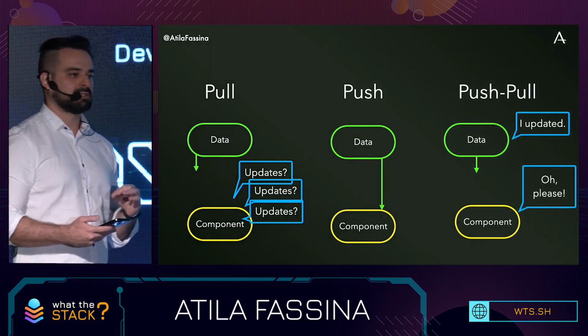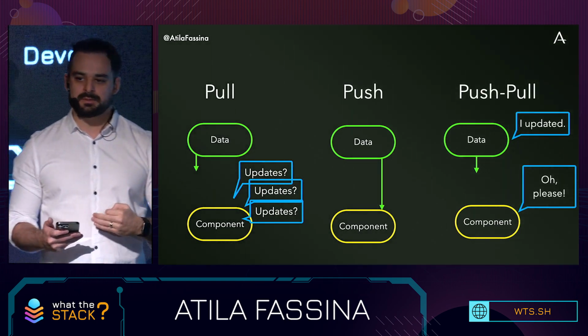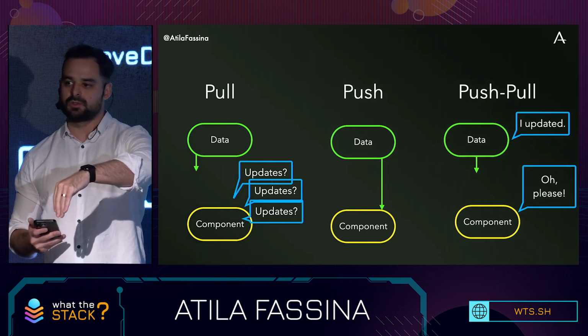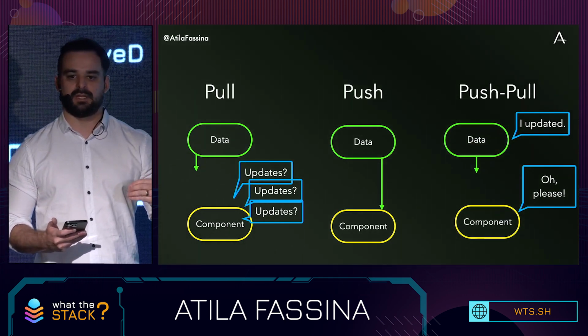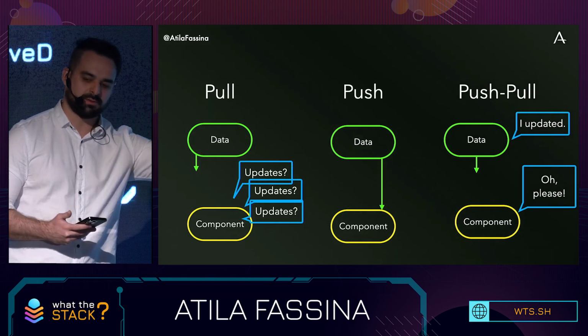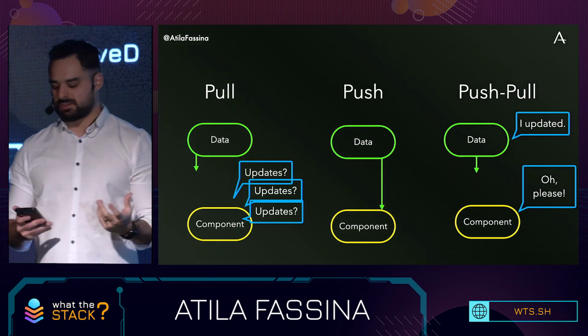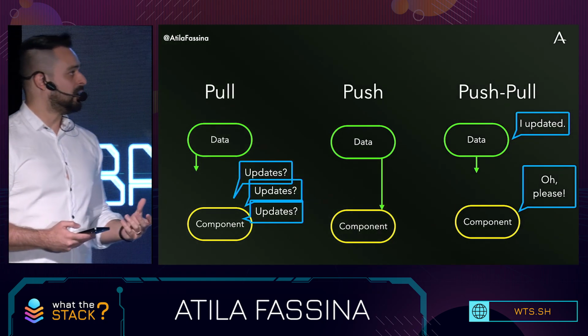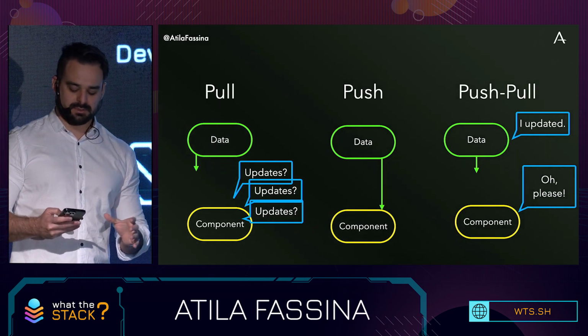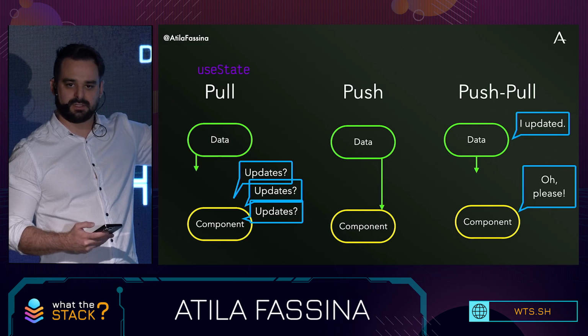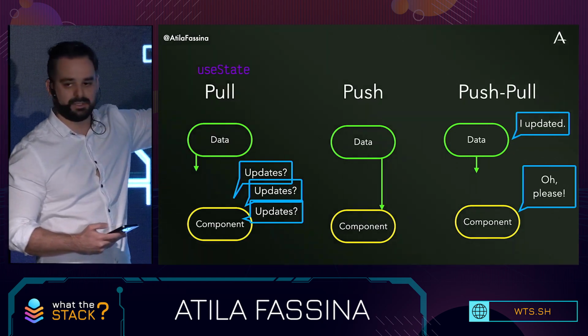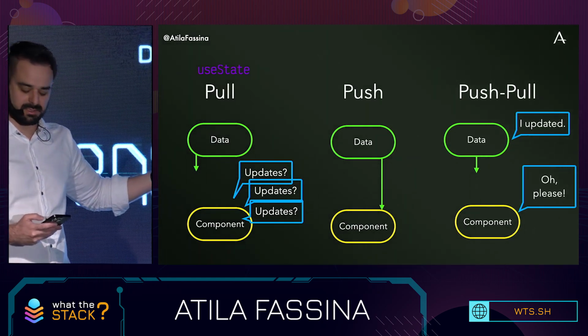So that means the data knows where it's being used, and the component can decide, okay, now is the best time for me to get it, so it doesn't stress your system. Just to be crystal clear, the pull system is what React developers are using right now with useState and stuff like that. This is a pull system.